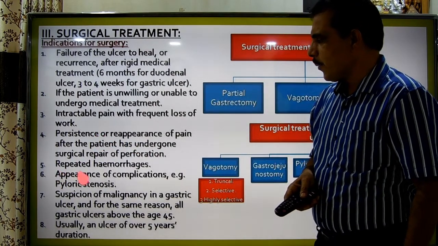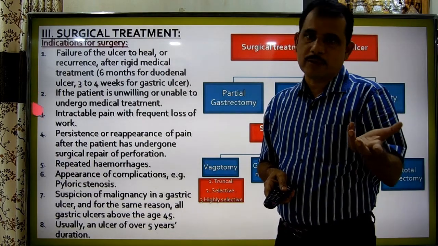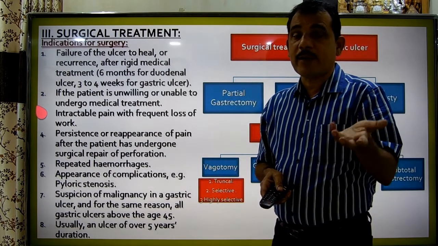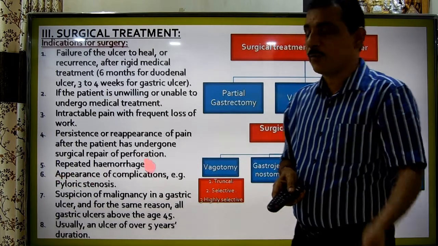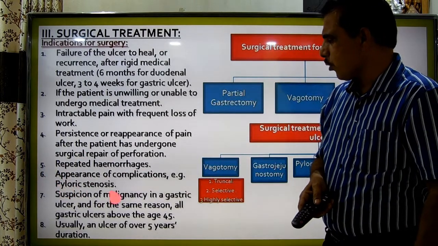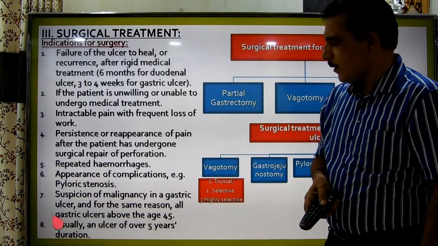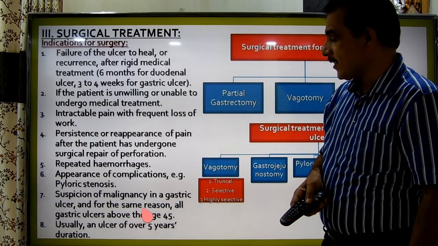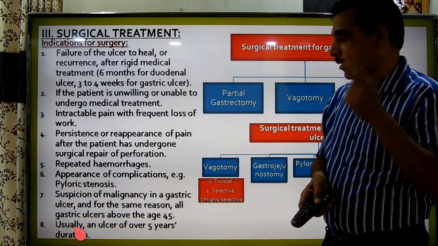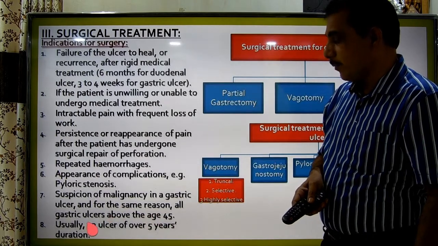Then fifth, repeated hemorrhage, either in the form of hematemesis or melena. It will cause anemia, so to control that hemorrhage, you have to go for the surgical treatment. Sixth, appearance of complications, for example pyloric stenosis. Then the suspicion of malignancy. This is a very strong indication. With suspicion of malignancy, you have to go for the surgical treatment immediately.